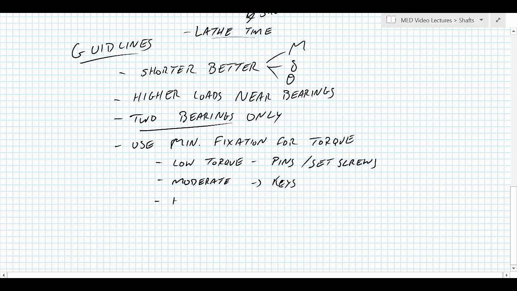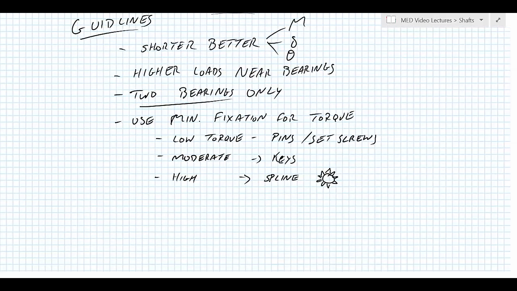And for higher torque situations, you're going to need to use something like a spline. So if you haven't seen a spline, if you looked at the end of the diameter of the shaft, the spline would be like little spikes that your other outer shaft or outer component is going to fit over. So you want to use the minimum amount of fixation. And the reason is that these increase your stress concentrations.